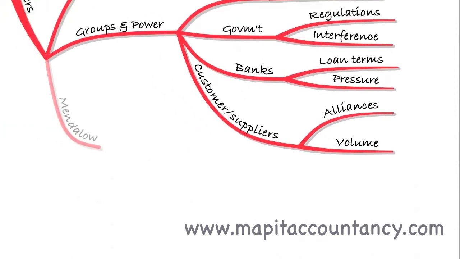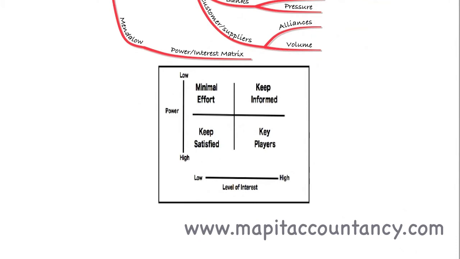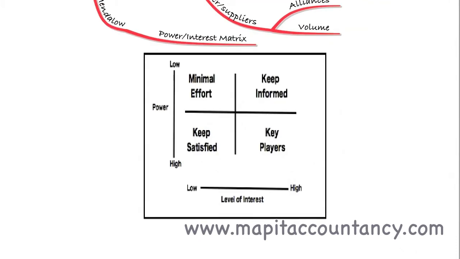Mendelow said that we could then put this into a power interest matrix, which is as shown. So what we have here is the power on the left hand side, moving from low power at the top to high power at the bottom. The level of interest that those stakeholders will have, moving from low to high along the horizontal axis. And that will therefore decide how we actually deal with these stakeholders.